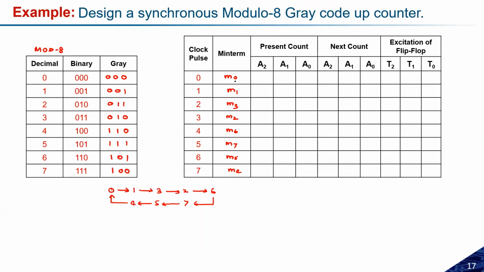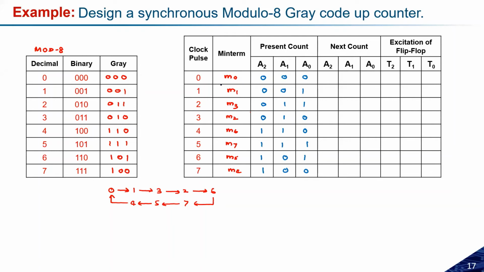If it is M0, the present state will be 0, 0, 0. M1 is 0, 0, 1. M3 means 0, 1, 1. Then 0, 1, 0. M6 means 1, 1, 0, then 1, 1, 1, 1, 0, 1, and 1, 0, 0. So this is exactly what I have just followed from the minterms, because these are the present states, and accordingly we have made it.